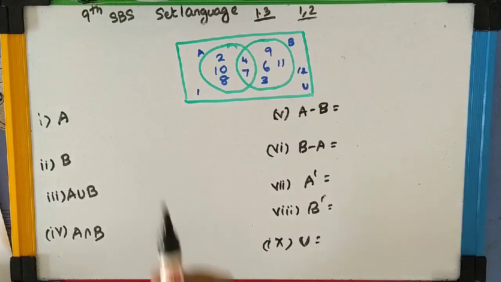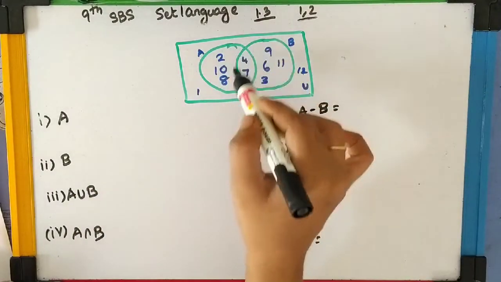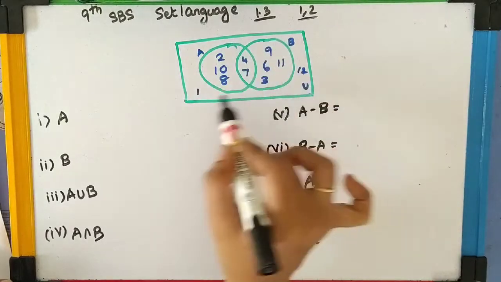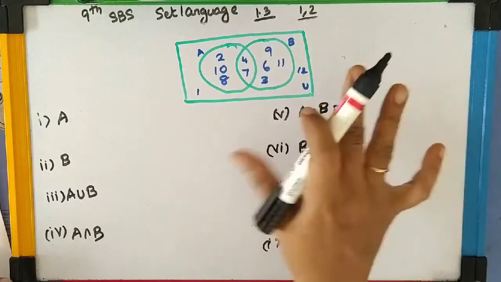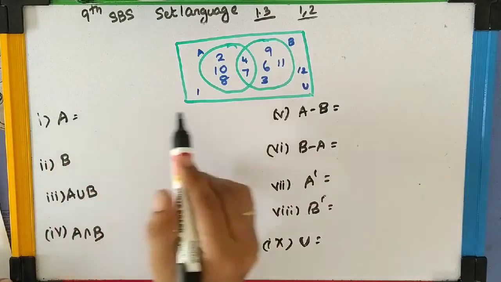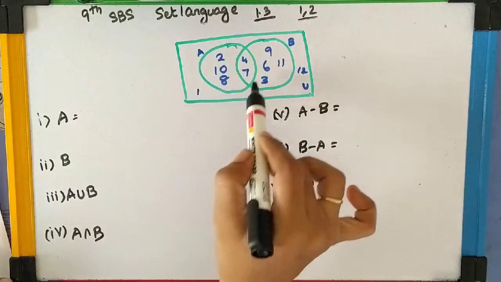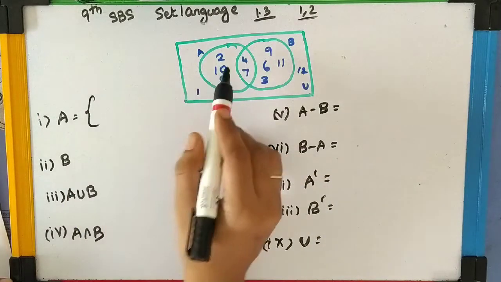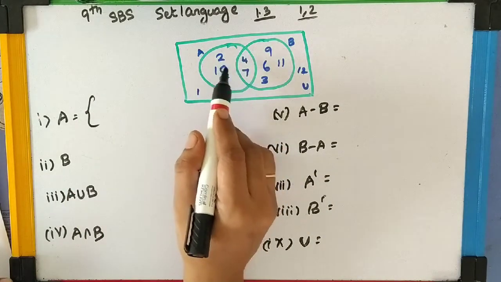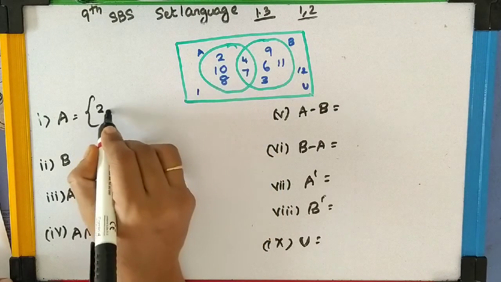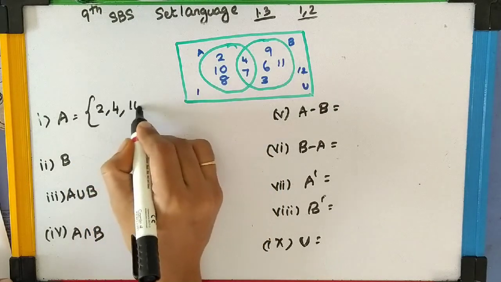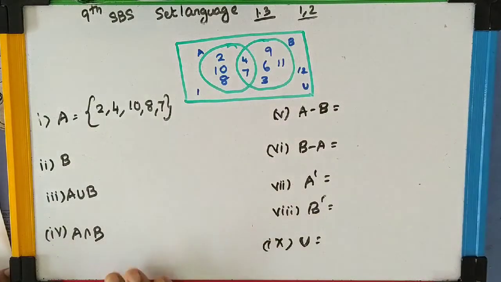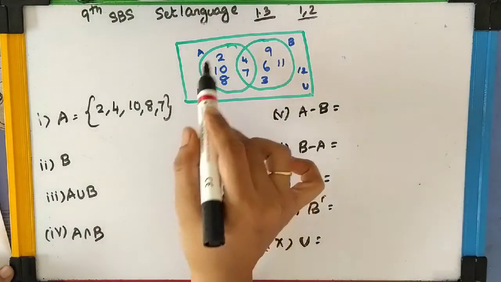Now what is A? We have to write all the elements inside the set A. We have to include the intersection part too. So what is A? 2, 10, 8 are inside A. 4 and 7 are also inside A, so we have to write those too. So 2, 10, 8, 4 and 7. So there are 5 elements inside the set A.